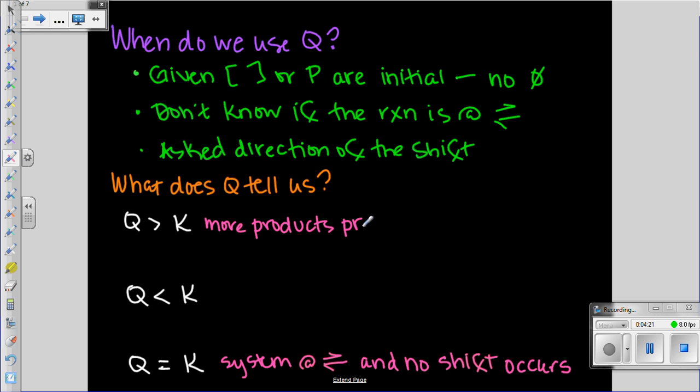Now, one of the things that can help you figure that out is remember that we're writing Q and K the same way. So if Q is larger than K, that tells us that we have greater concentrations or pressures in the numerator. That means we have more products, so it's heavy on the product side. And the shift is going to be toward reactants. So the reaction shifts to make more reactants.